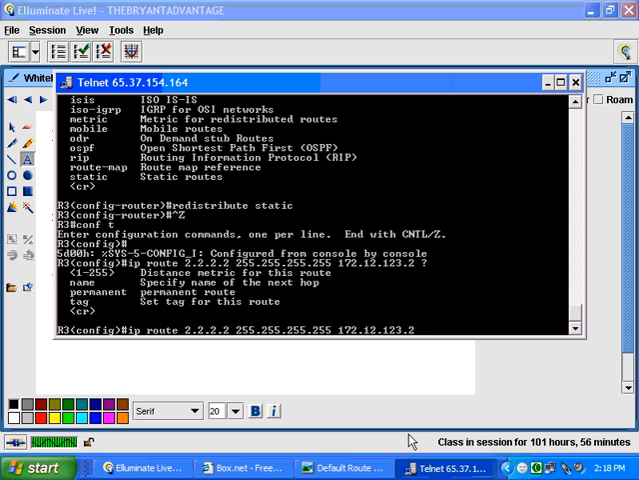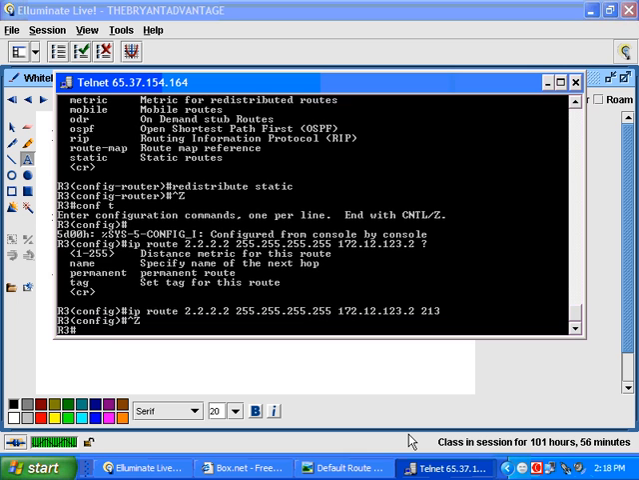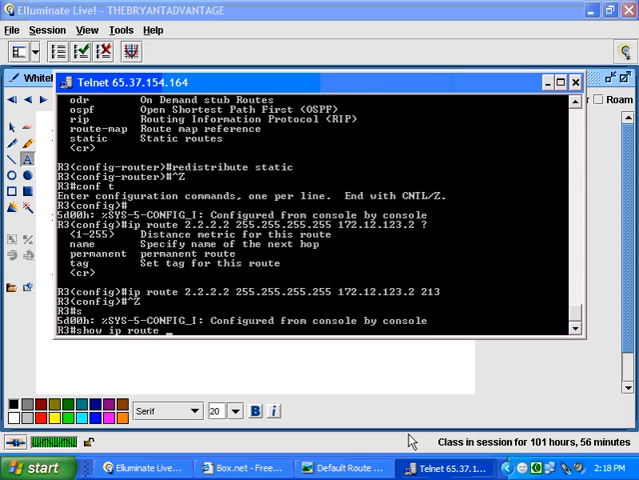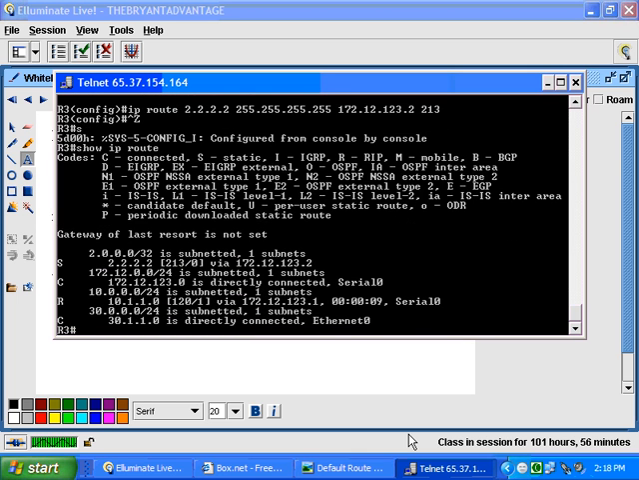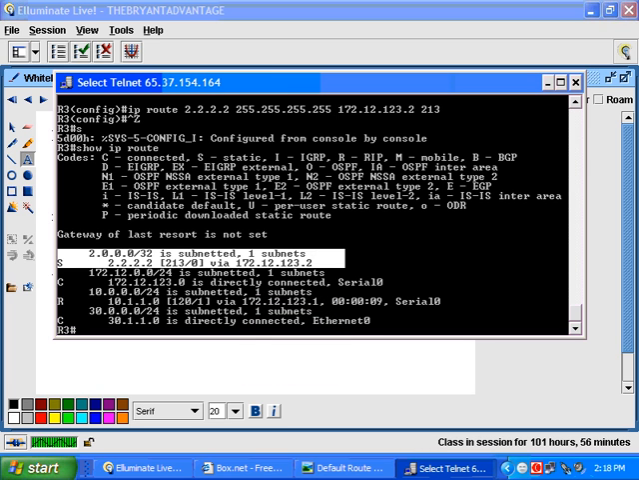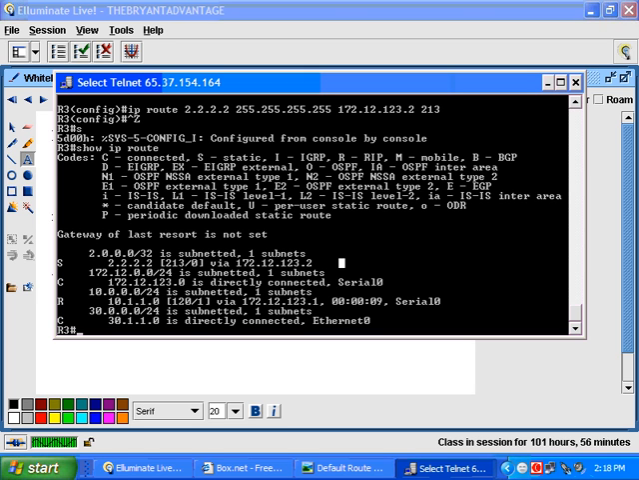If we wanted to set the distance metric of this to 213, we would type in 213 there at the end. And let's do show IP route and see if it's in there. Yep, there it is. And the next hop is 123.2. And you see the administrative distance is 213. So occasionally, like I said, for floating static routes, that can really come in handy.